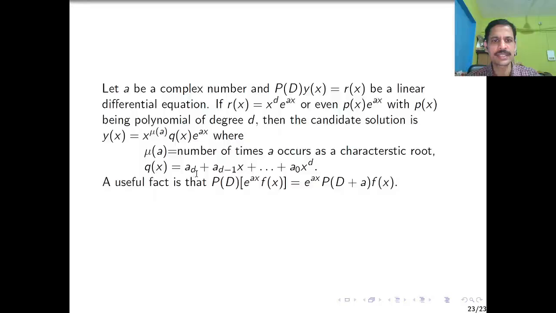So here qx is ad x raised to d plus ad minus 1 x raised to d minus 1 plus dot dot dot plus a naught. So here ad minus 1 and so on up to a naught are undetermined coefficients which we have to determine by substituting this candidate for particular solution in the differential equation. And while solving this, a useful fact is P(D) applied to e raised to ax fx is equal to e raised to ax P(D plus a) fx.